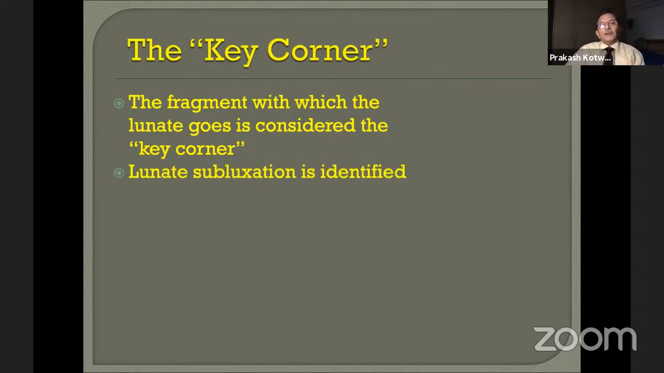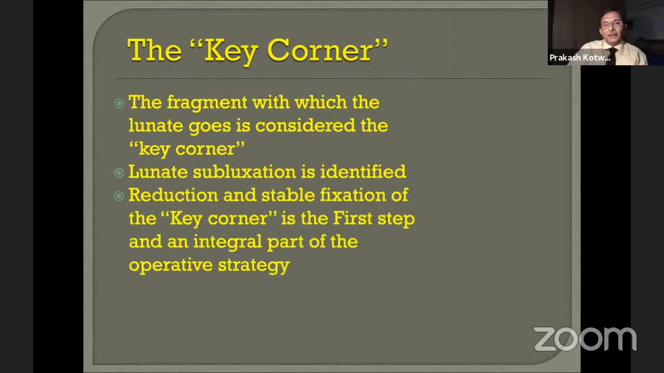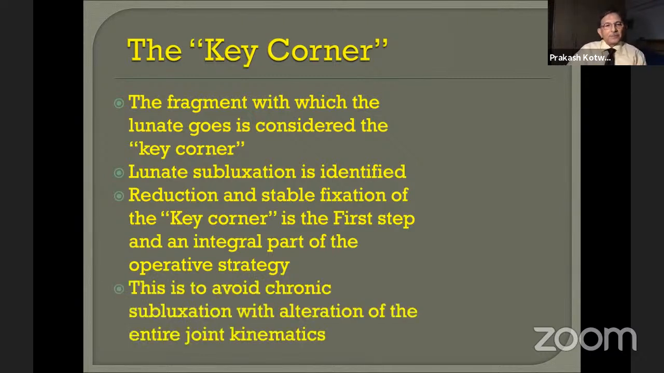And therefore, the lunate sometimes gets subluxated with it, which needs to be identified. And the important point is that the reduction and stable fixation of the key corner is the first step and an integral part of the operative strategy. So we need to identify the key corner and try to address that first. This is done to avoid chronic subluxation with alteration of the entire joint kinematics.